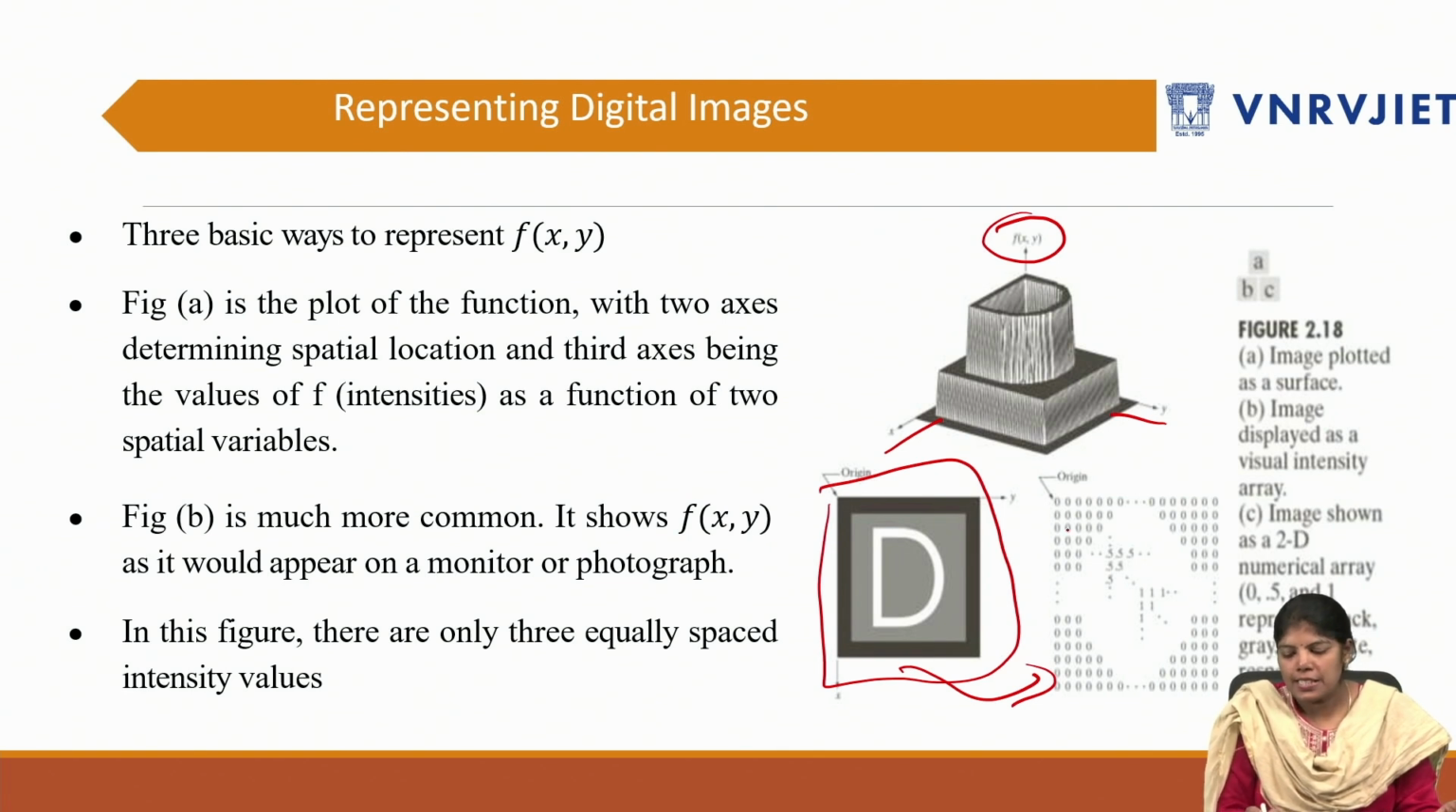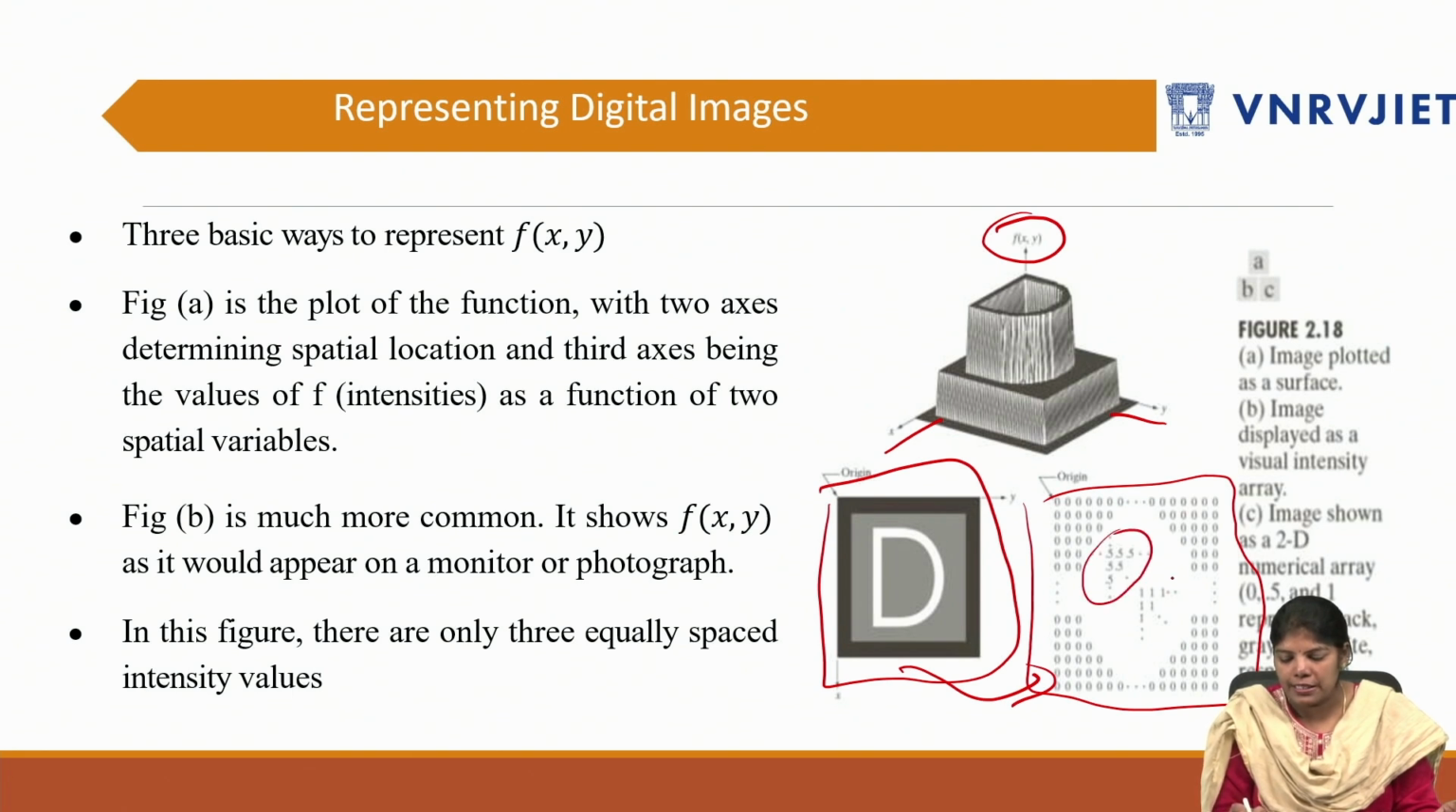If you give values to this particular image, you will get values like this, because the entire outer row is represented as zeros and the inner values, if it is a gray value, it is 0.5, and if it is a white value, it is ones. So this is the black, gray and white array representation.